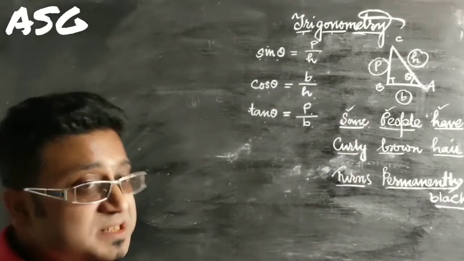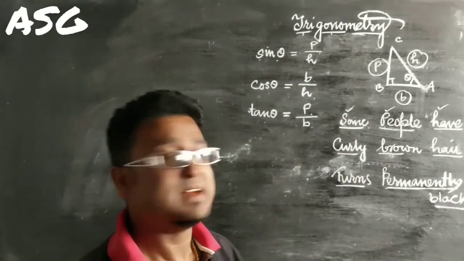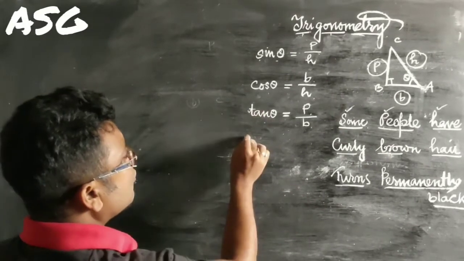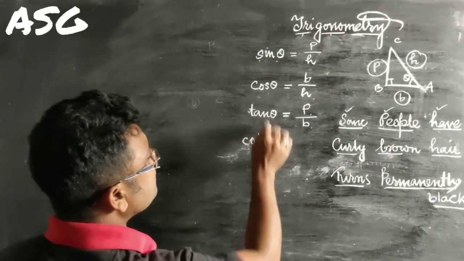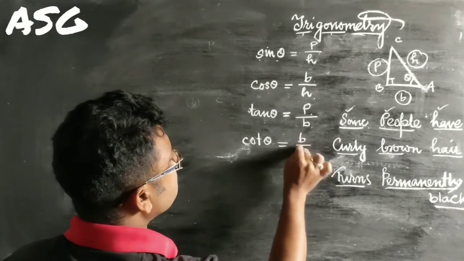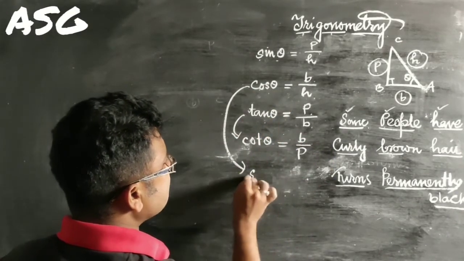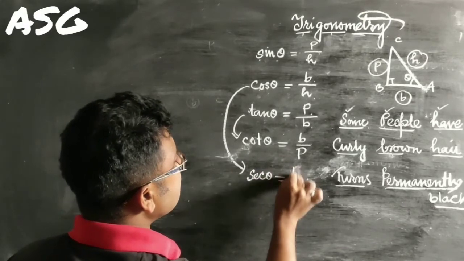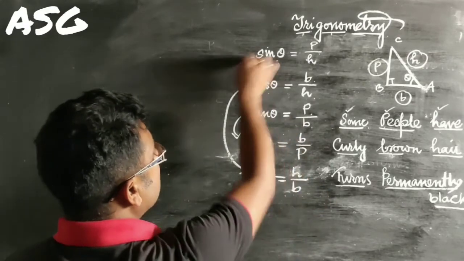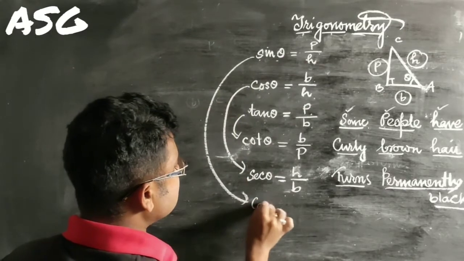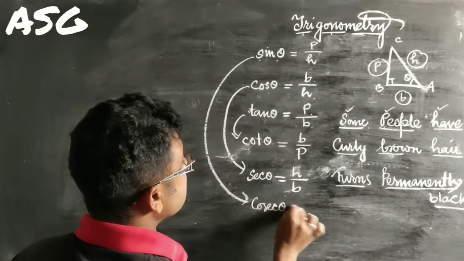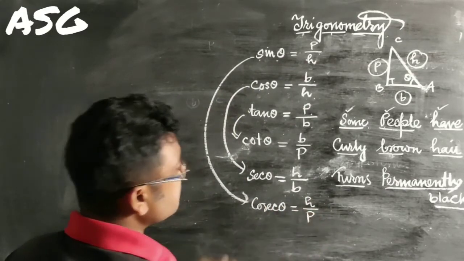And once you know these three, remaining three also you can easily write. Like cot theta, we know cot theta is opposite of tan, so it will be B by P. Opposite of cos theta is sec theta. Sec theta will be H by B. And opposite of sin theta is cosec theta. Cosec theta will be H by P.